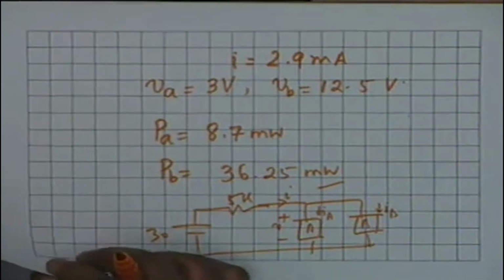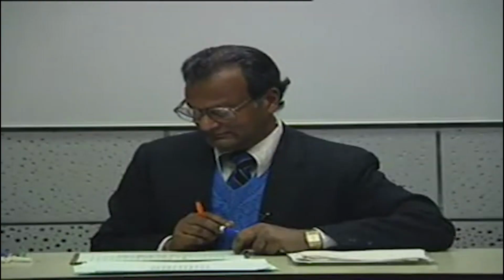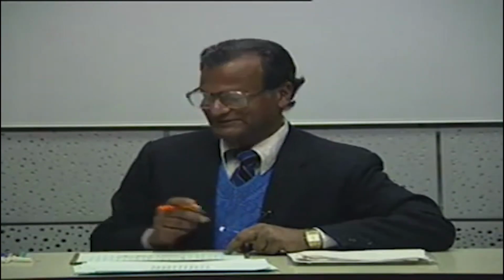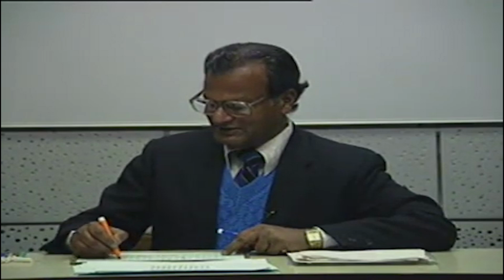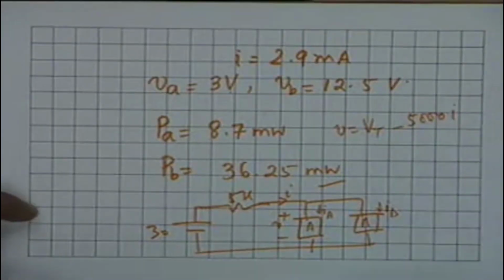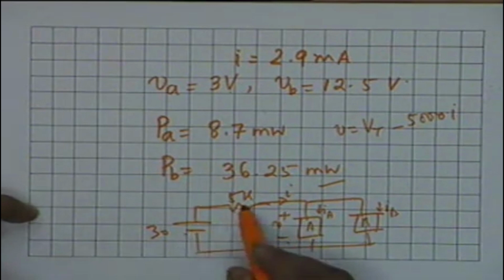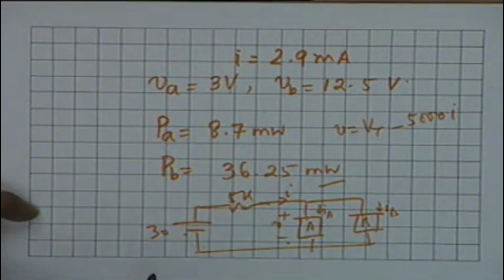All right. But the load line for this will be the same. That is V equals Vt minus 5000 I, where I is in amperes. The load line will be the same because this V is this voltage minus the drop in 5K. All right, is that okay?